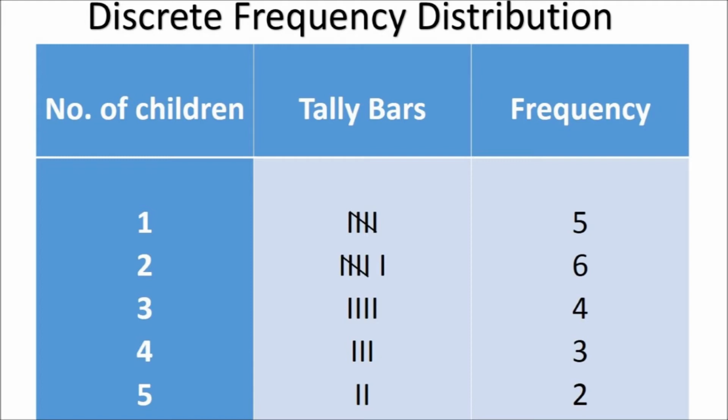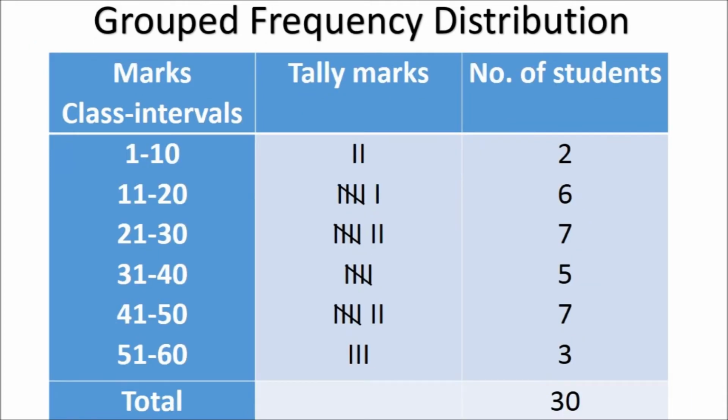This method is quite convenient only where the values in the raw data are largely repeating and the difference between the greatest and the smallest observation is not very large. Like in a case, the smallest value here is 1 and the largest value being 5. But if the number of observations in data is large and the difference between the greatest and the smallest observation is also large, then we condense the data into classes or groups. Such a distribution is called group frequency distribution.